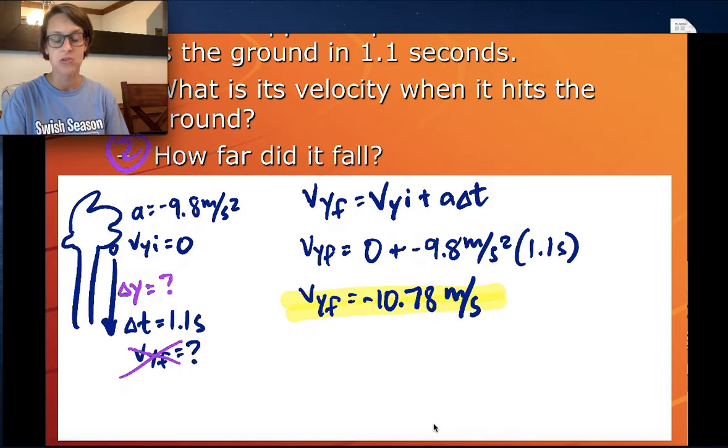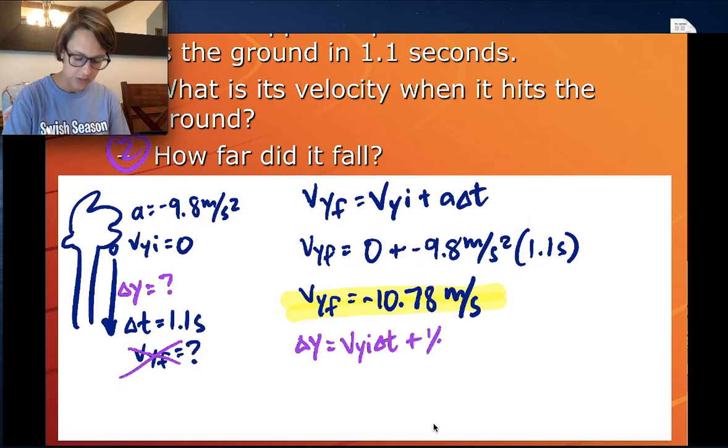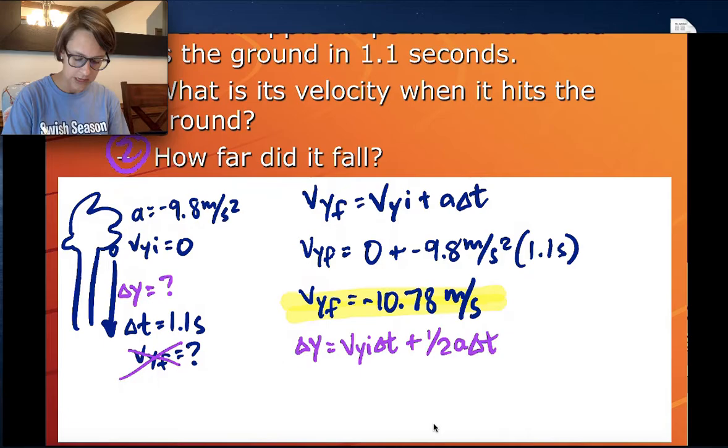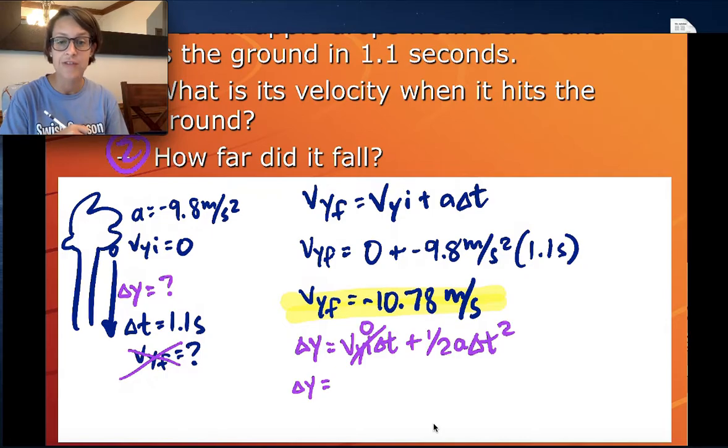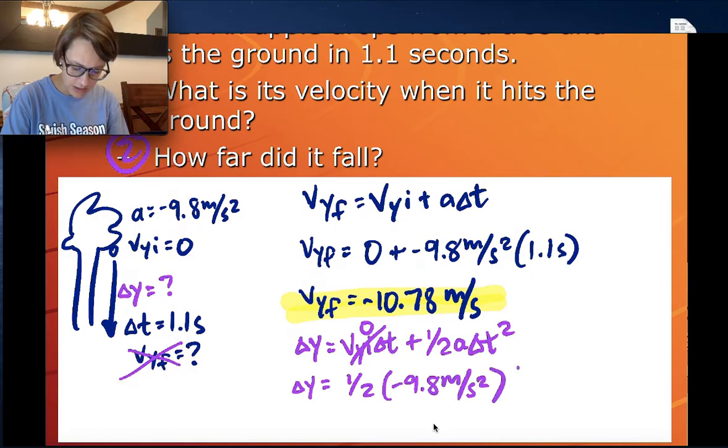Eventually, you will have to use what you solve for, but right now you don't, so try not to, okay? All right, so we chose this equation, delta y equals VYI t plus 1/2 a t squared. Delta y is unknown. VYI times t is just 0, right? So I'm just going to get rid of that. If you don't like to cross things out, you can certainly write 0 times 1.1. So 0, and then I have 1/2 times negative 9.8 meters per second squared times 1.1 seconds squared.